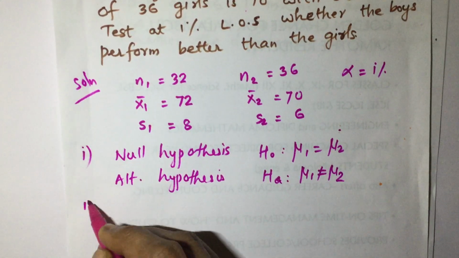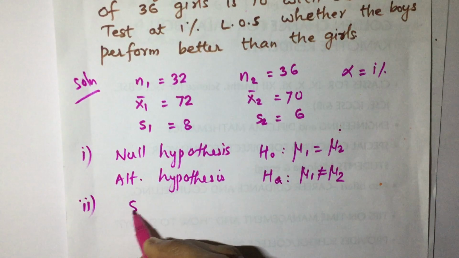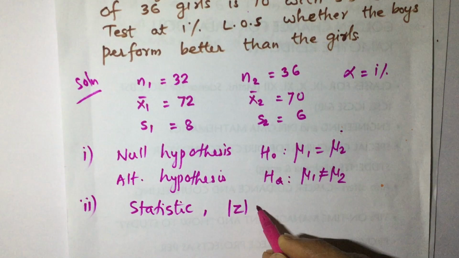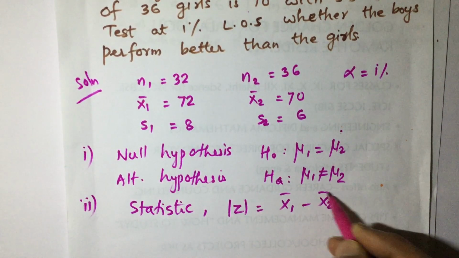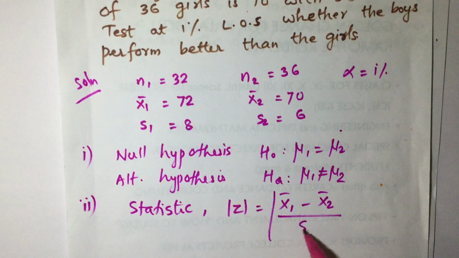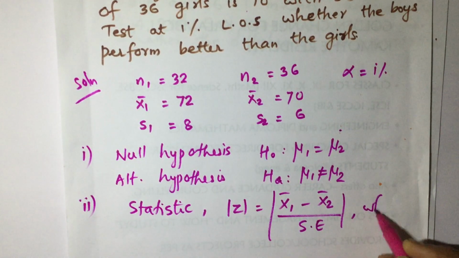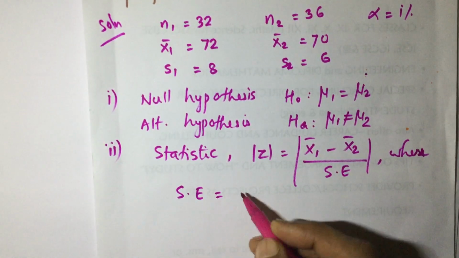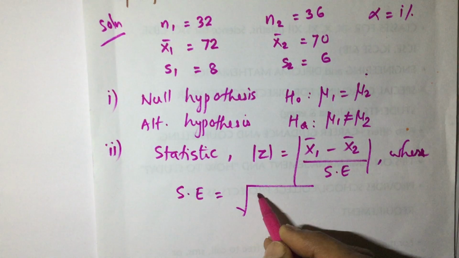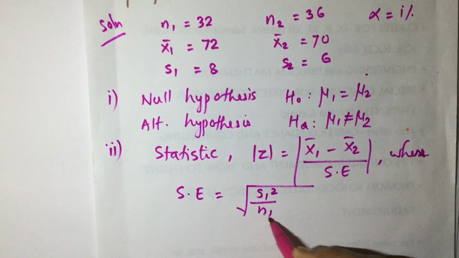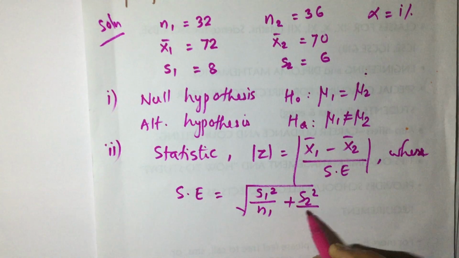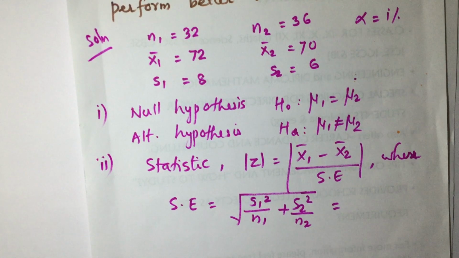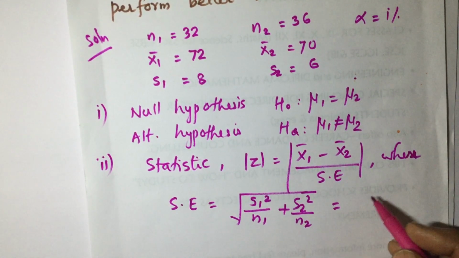Then now calculate the statistic. So test statistic, Z is equal to x1 bar minus x2 bar divided by standard error, where standard error is equal to, so which formula you will use, square root of S1 square by N1 plus S2 square by N2. It's a clear question, that is the standard deviations are not same, or the population standard deviation is not given directly, everything is given here.